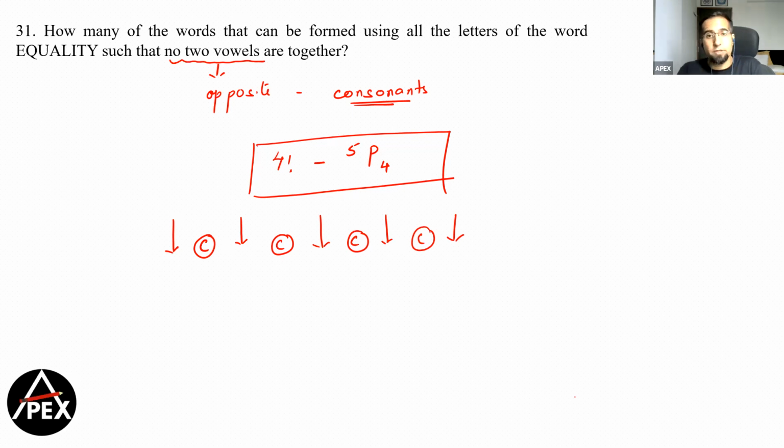Sorry, it's multiplication here. 4P4 into, sorry, 4 factorial into 5P4. I'm sorry. Thank you, Shravya. If you are given only 2 vowels, no problem. If you are given only 2 vowels, 4 consonants is 4 factorial. In any of these 5 places, you will arrange 2 vowels.